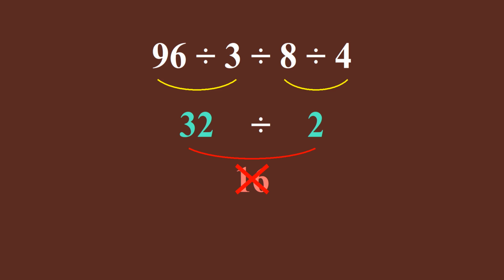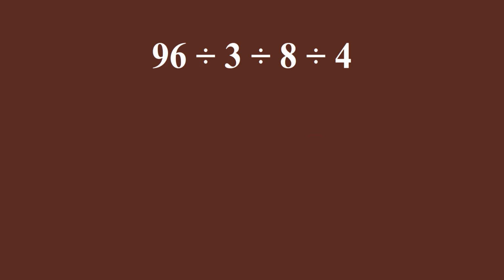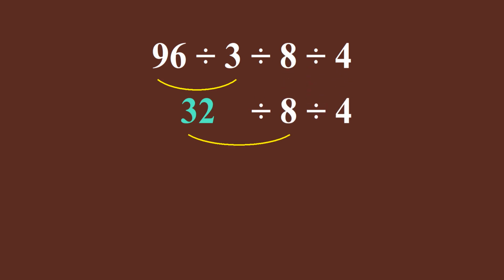So here first we have to do this division, then this division, and finally this division. If we do this division before this division, it's wrong. So first we have to do this division. 96 divided by 3 gives us 32. So 32 divided by 8 divided by 4. And now we have to do this division.